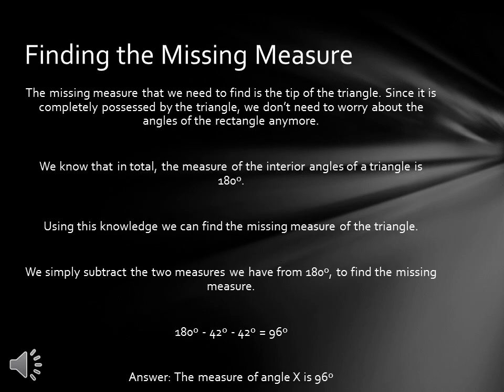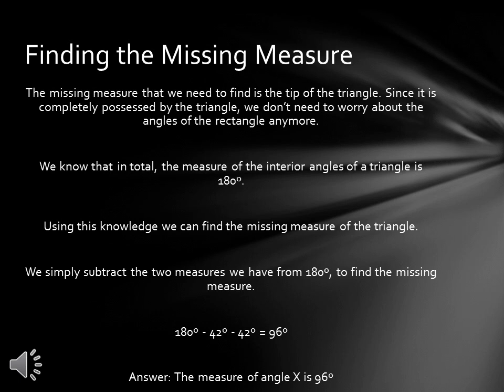Finding the missing measure. The missing measure that we need to find is the tip of the triangle. Since it belongs completely to the triangle, we don't need to worry about the angles in the rectangle anymore. We know that in total the interior angles of a triangle measure 180 degrees. Using this knowledge, we can find the missing measure of the triangle. We simply subtract the two measures from 180 as follows.